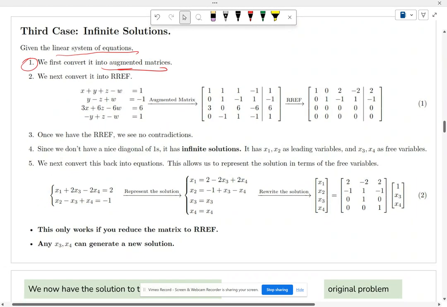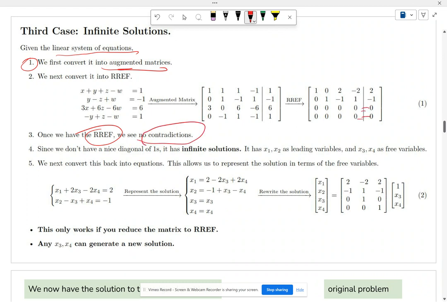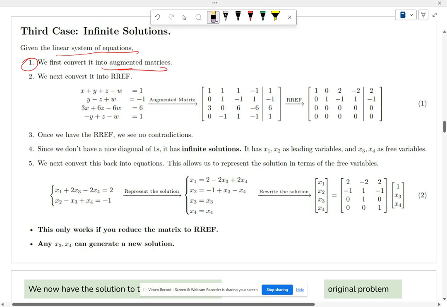Now, once we have reduced row echelon form, notice that there are no contradictions so far. 0 equals 0, it's okay. So no contradictions. And we have a nice diagonal, although it doesn't go all the way down, but we have it set up as a diagonal anyway, with 1s as the pivots and the leading variables. Right here, x1, x2 are leading, x3, x4 are free variables.